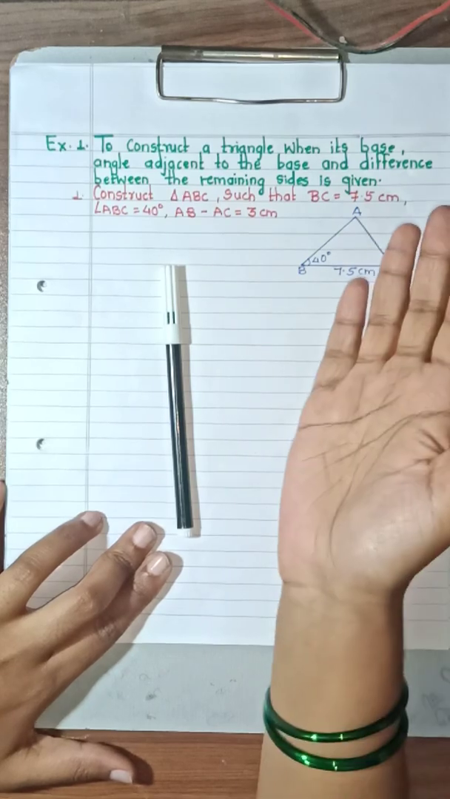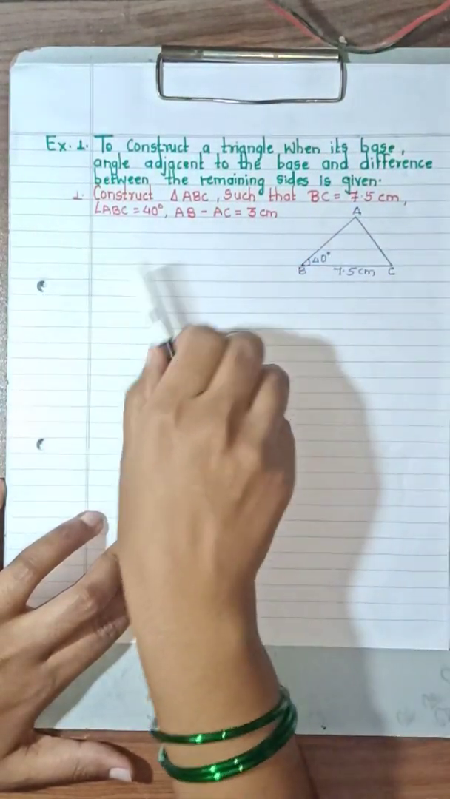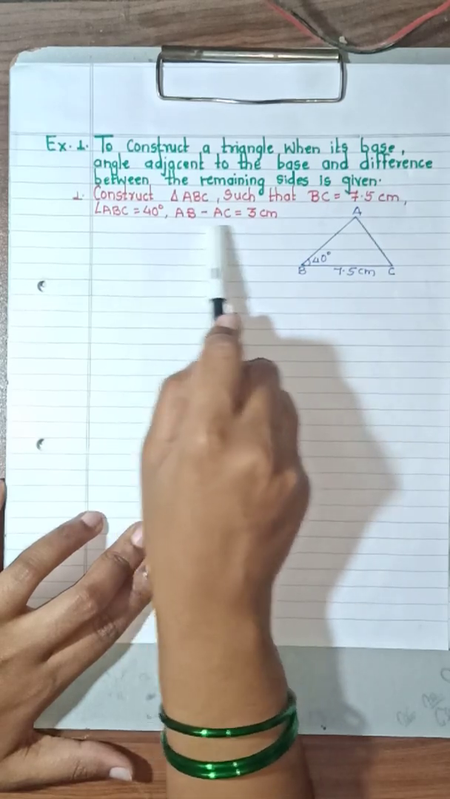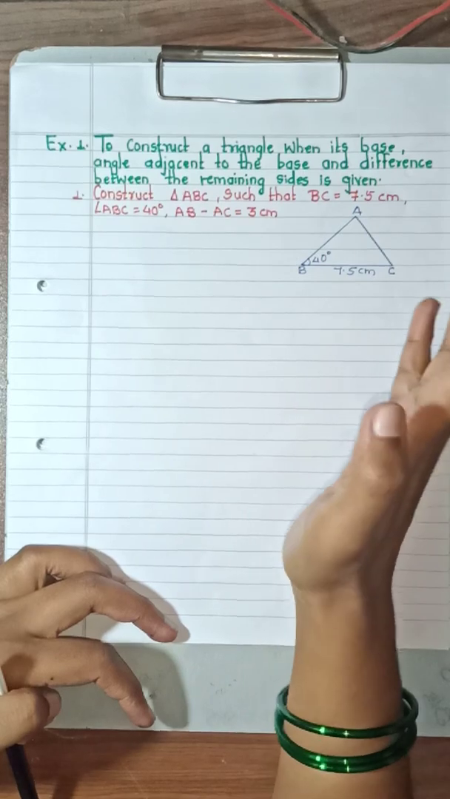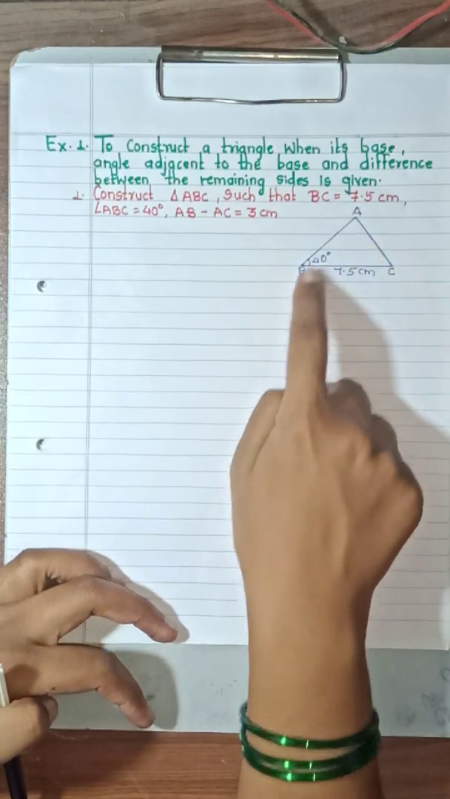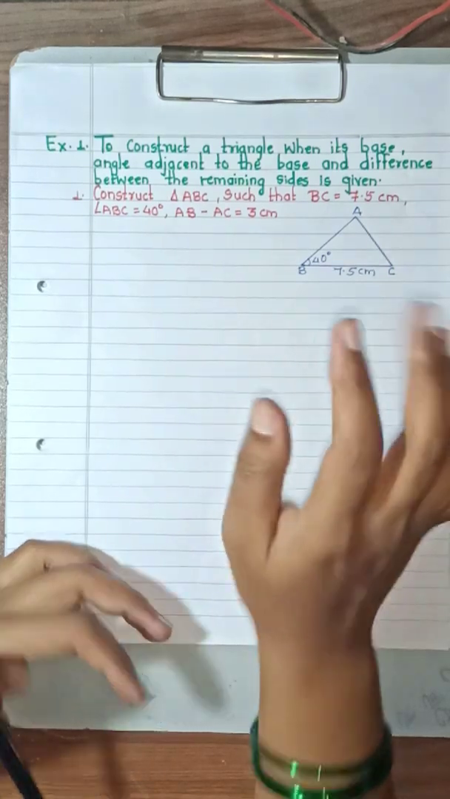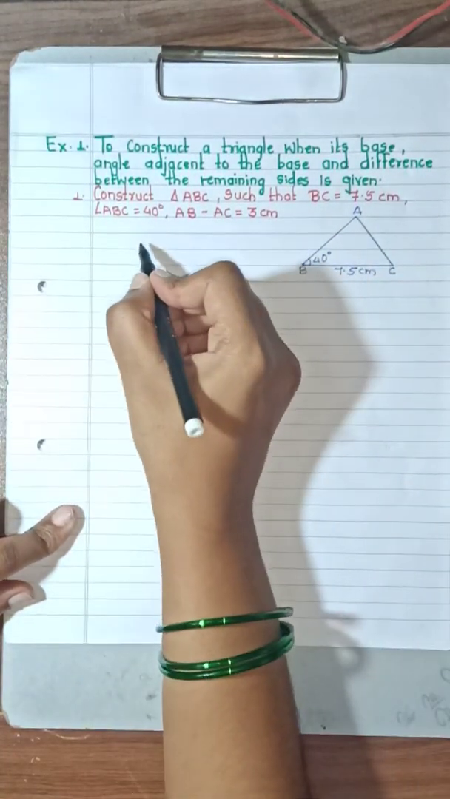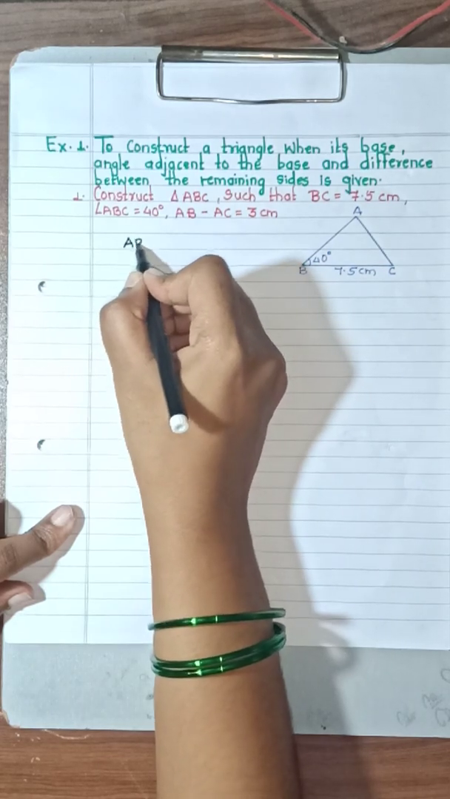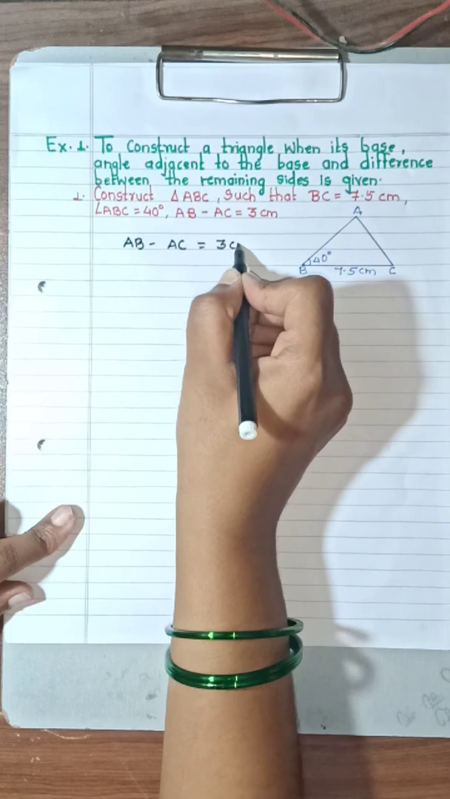In practice set 4.1 they used to give you AB plus AC, but here they have given AB minus AC. The difference between the two sides of the triangle is given, and the adjacent angle is given, as well as the base of the triangle. Now if you see children over here, they have given you that AB minus AC is equal to 3 centimeters.